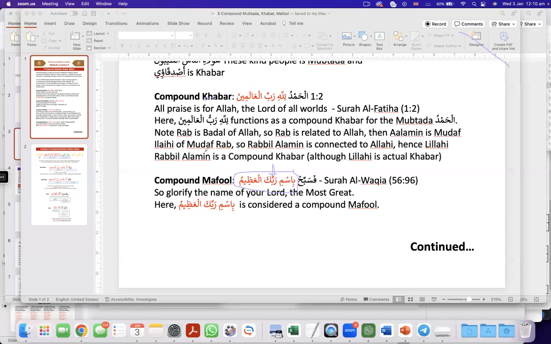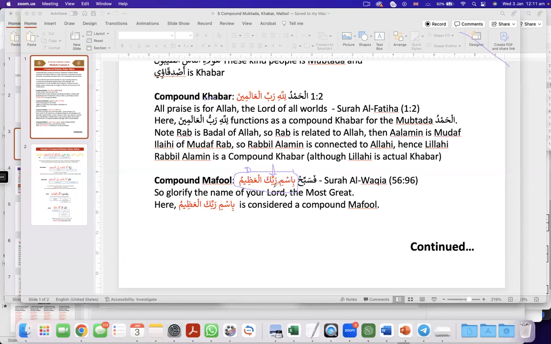So Al-Azim is in the majroor state because it's the sifat for Rabbi, and Rabbi is in majroor state because of whatever came before it. Al-Azimu is not majroor. It's definite. It's marfu here. But his question is, why is there kasra on Rabbi here?